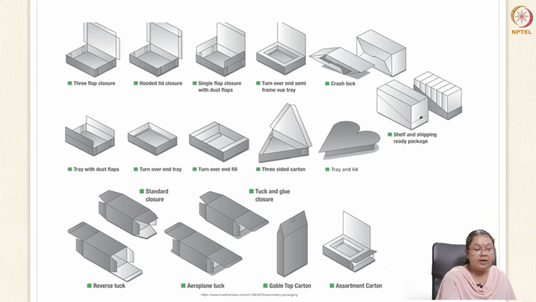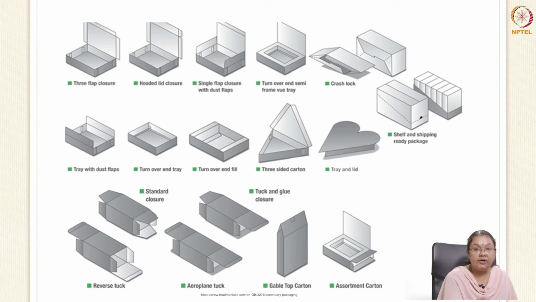We have 3-flap closure, then hooded lid closure, and then single flap closure with dust flaps. We have crash locks, then tray and lid, 3-sided cartons. For pizza, you might have seen all these things. You might have observed these types of packaging material when you buy pizza or other bakery items or snacks. Then airplane tuck, we have tuck and glue closure, gable top carton, assortment carton.